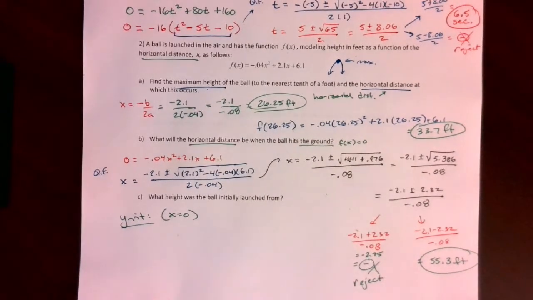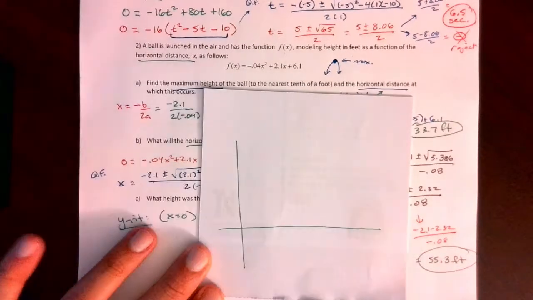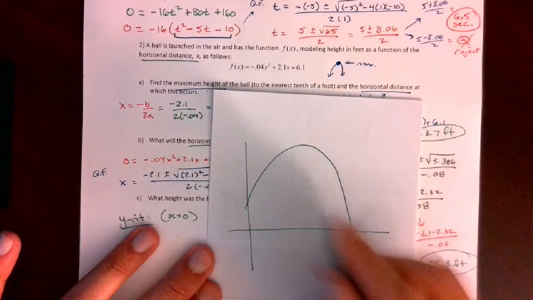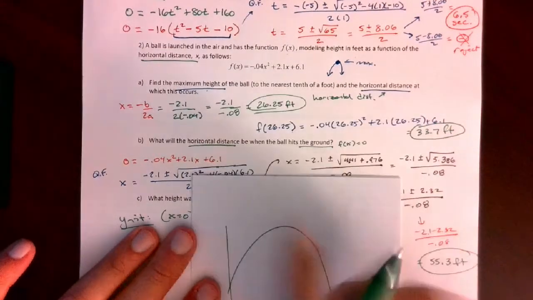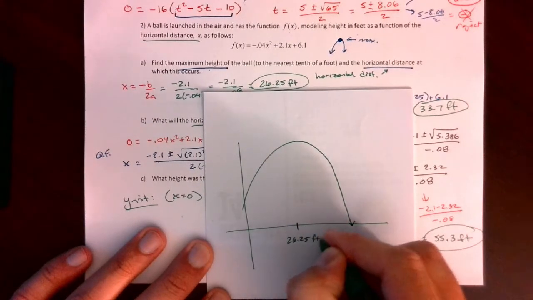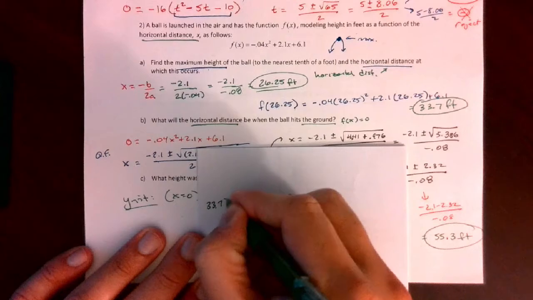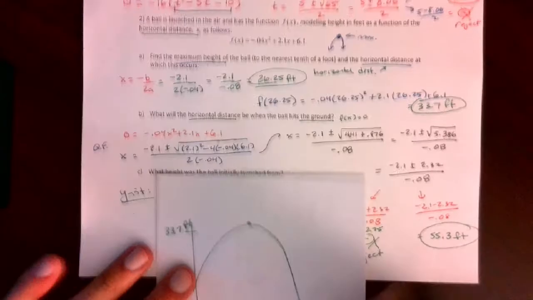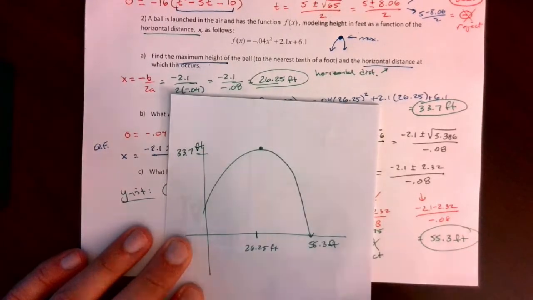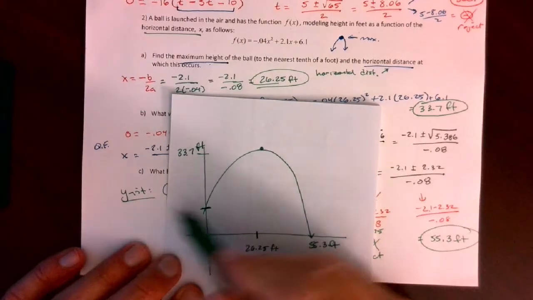So if I was to draw a little sketch of this, just to give you an idea, it would look something like this. Here's an x and y axis. We have some sort of parabola that we know is upside down that looks like this. We know that the maximum height, we found the horizontal distance was at 26.25 feet. The height at that was 33.7 feet. And we know it hits the ground here, which we just found was at 55.3 feet. And so what we really need is to figure out this height here, which is really the y-intercept in this part of the question.